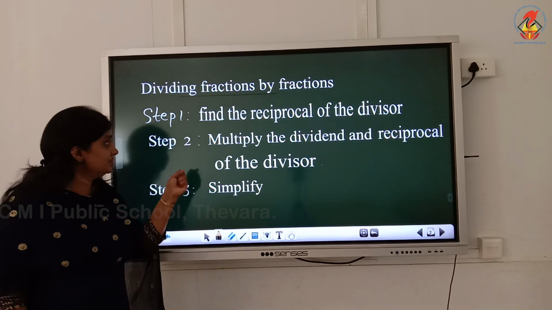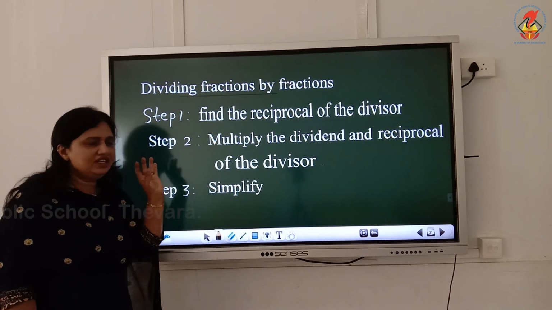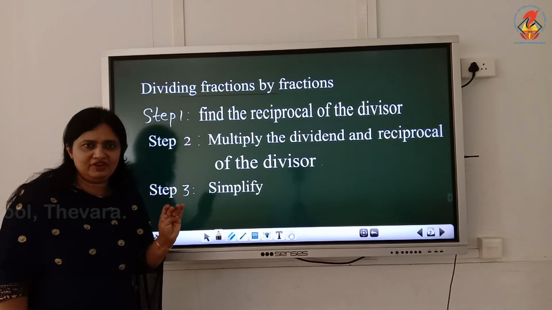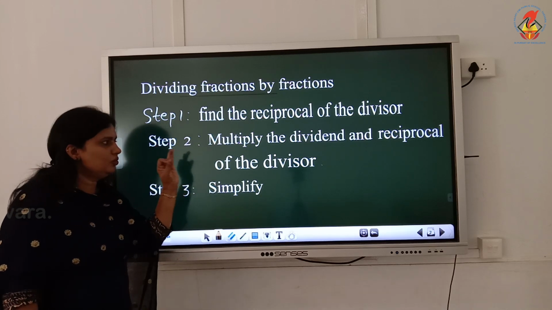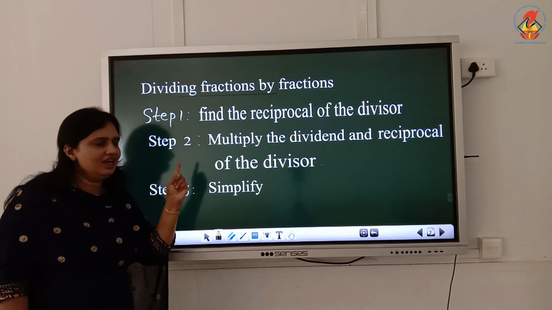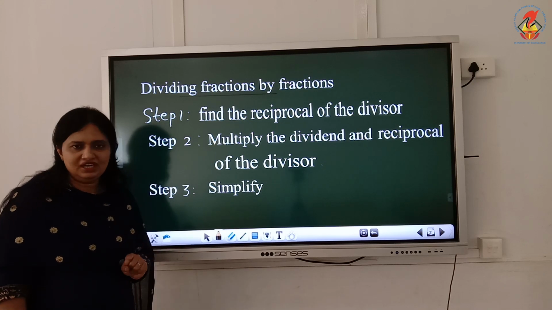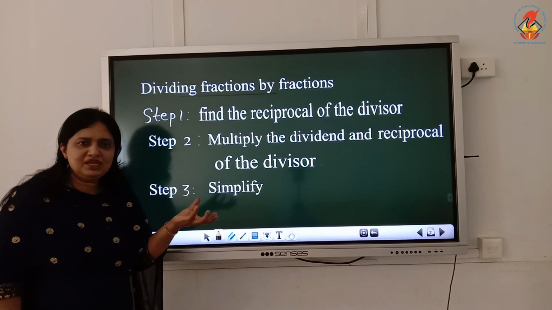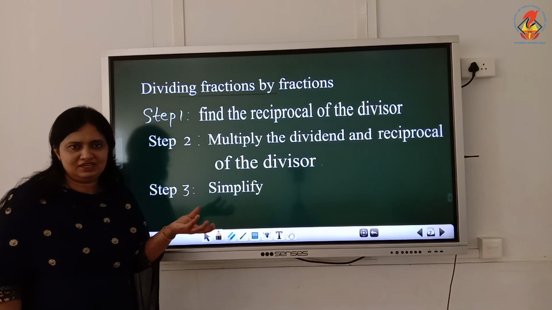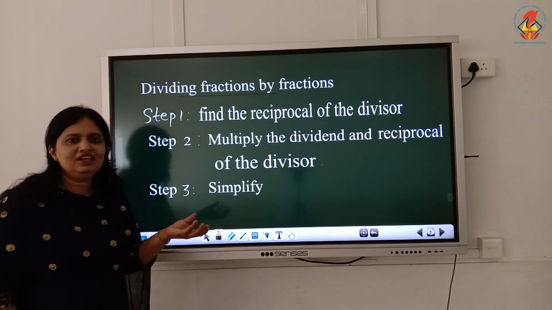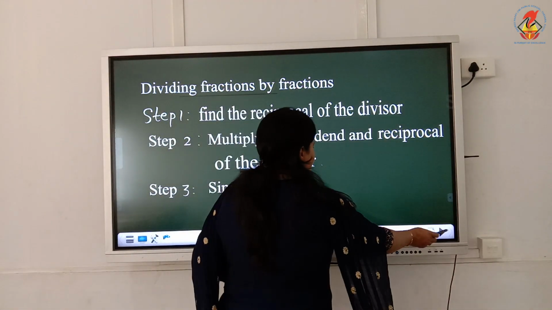Okay, did you get the steps? The first step is find the reciprocal of the divisor. After that you need to multiply the dividend and the reciprocal of the divisor. After that, sometimes you need to simplify that answer also. Is it clear, children? I will tell you how to do this.